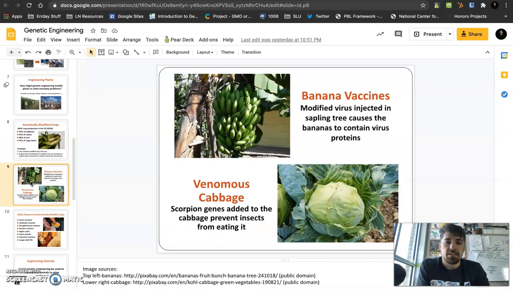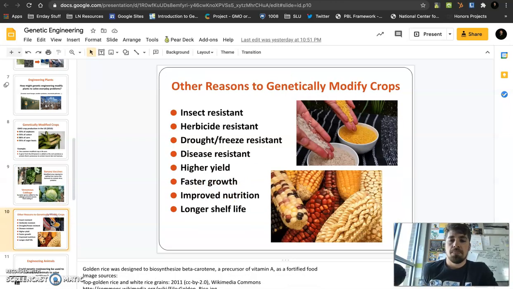A couple other examples here: banana vaccines. We've modified a virus, injected into a tree, causing bananas to contain virus proteins, which then can allow you to obviously create a vaccine. Venomous cabbage. Scorpion genes have been added to cabbage to prevent insects from eating it. Okay, the same thing that we saw with the corn.